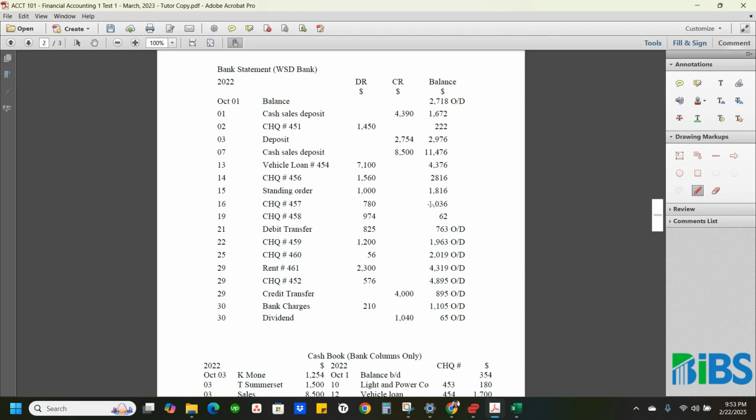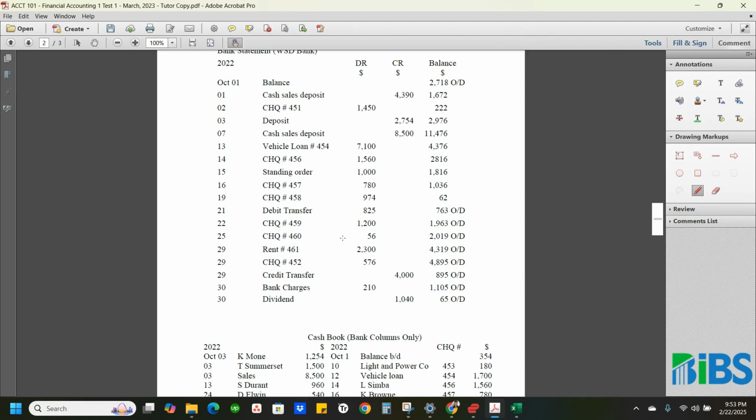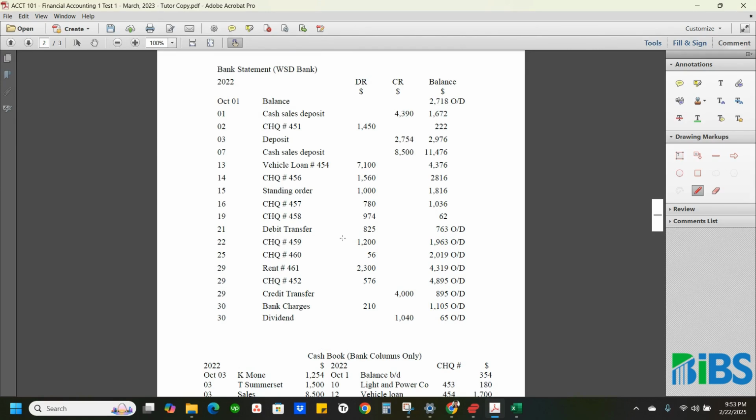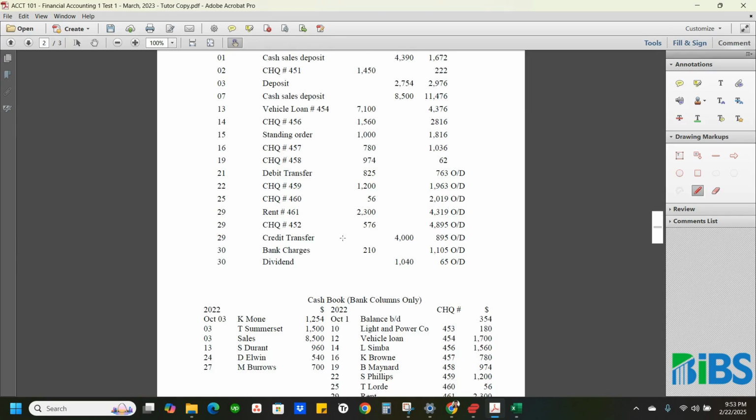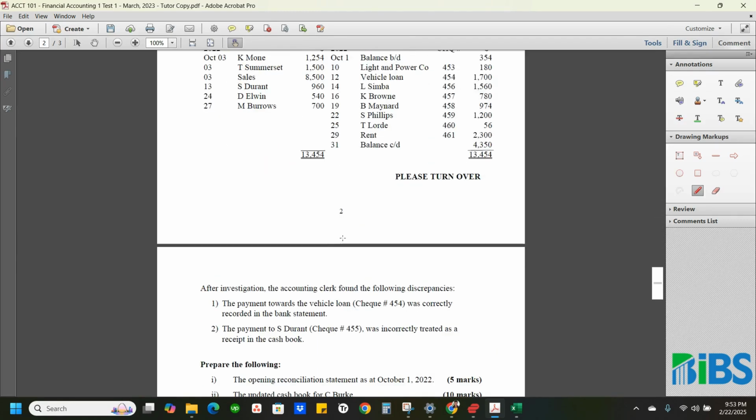So let's get started. We'll scroll down the page a bit to see what other information we have besides the bank statement and the cash book, and see what is required of us. So it says here, we have some notes. It says, after investigation, the accounting clerk found the following discrepancies. The first one is the payment towards the vehicle loan, check 454, was correctly recorded in the bank statement. So we know when we review and we come across that transaction in the bank statement, it's correct there. So if it is incorrect anywhere else in the cash book, we will have to make adjustments for that.